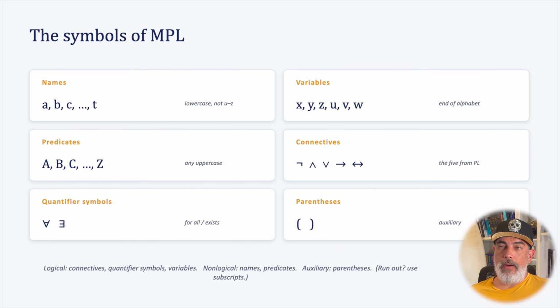Now you may worry, is that enough letters? What if we have a lot of different names that we need to cover, a lot of different variables? Well, if that's the case, don't worry. All we have to do is add a subscript. So a sub 1, a sub 2, as many subscripts as we want. And then recall the logical versus non-logical symbols. The logical symbols we already know are the connectives, but now we add to that the quantifiers and the variables. The non-logical symbols would be the names and the predicates, and the parentheses are called auxiliary symbols.